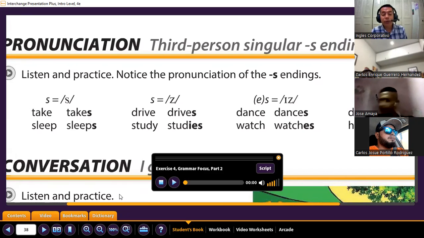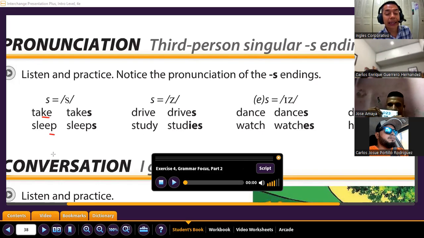Cuando el verbo termina en una letra que es no voceada, como la K. Let me show you. So we say take, takes. Si termina en la letra P, que no es voceada, sleep. So we say sleeps.